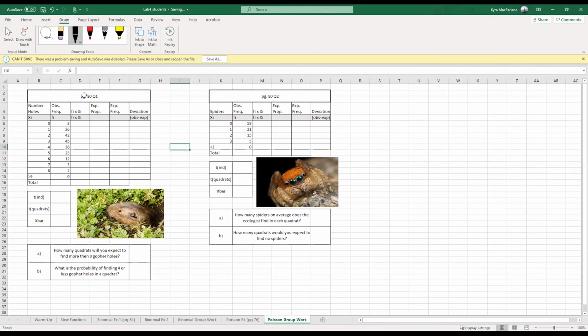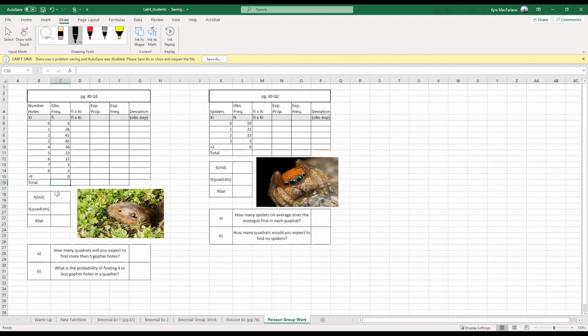For the first one, we're asking about the dispersion pattern of gopher holes in a large pasture and wondering whether gopher holes are randomly distributed in the pasture or whether they are clumped or aggregated in certain areas. We count the number of gopher holes in 196 1 square meter quadrats. And this is the data from that.